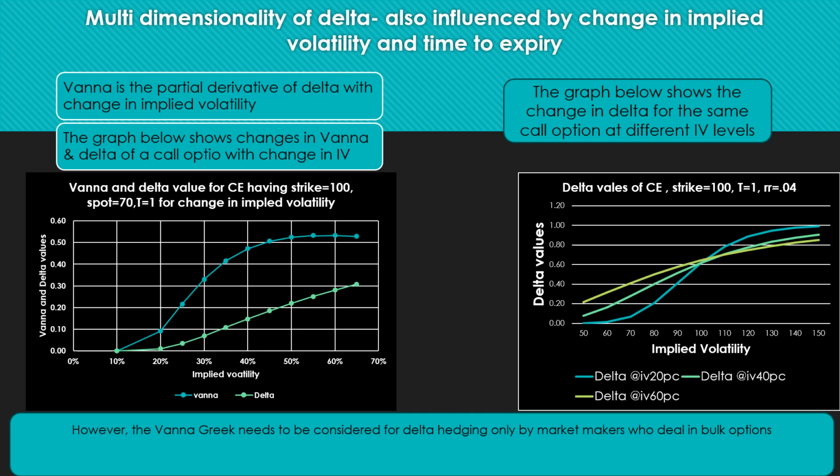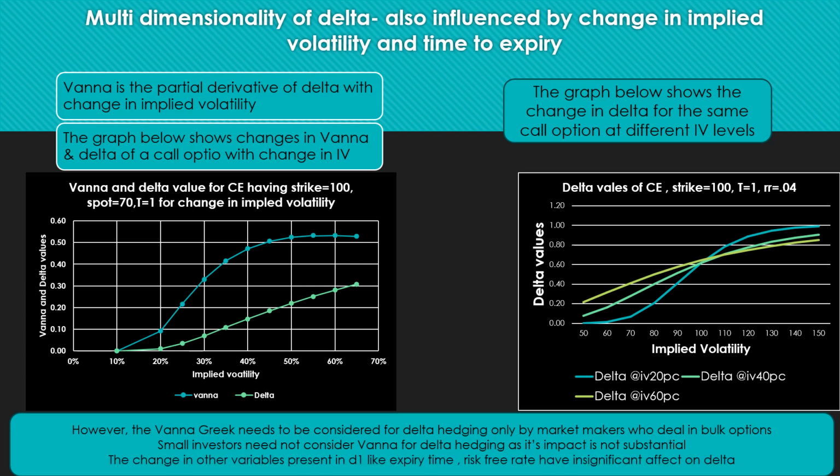However, Vanna needs to be considered for delta hedging only by market makers who deal in bulk options, as its impact is not as much as that of change in the spot price. So small investors may not consider Vanna for delta hedging as its impact is not that substantial. The change in other variables present in d1 like expiry time and risk-free rate have an insignificant effect on delta. So those are generally not considered.